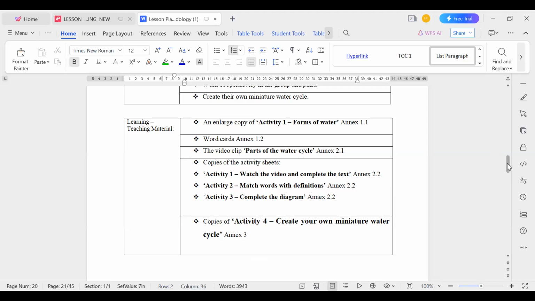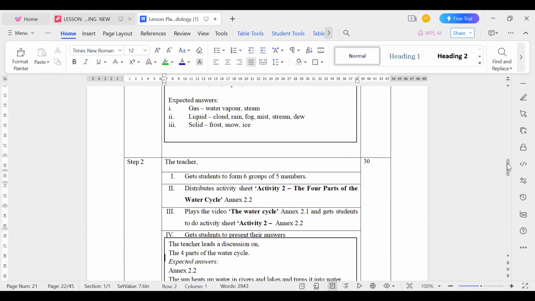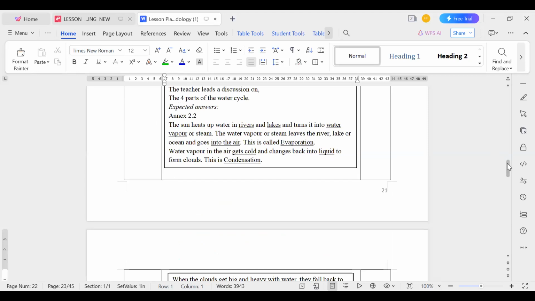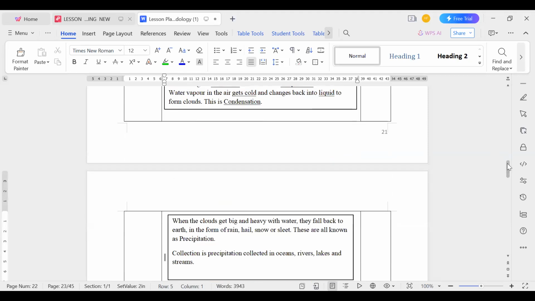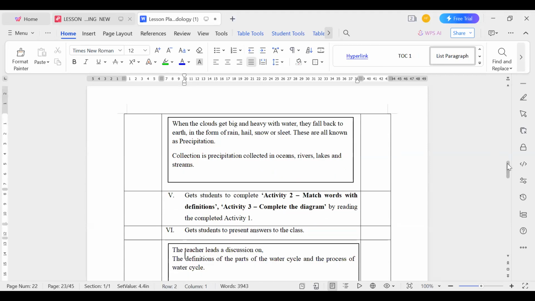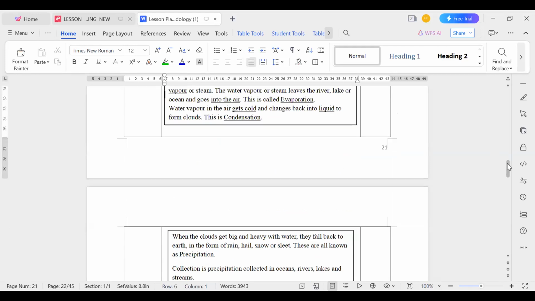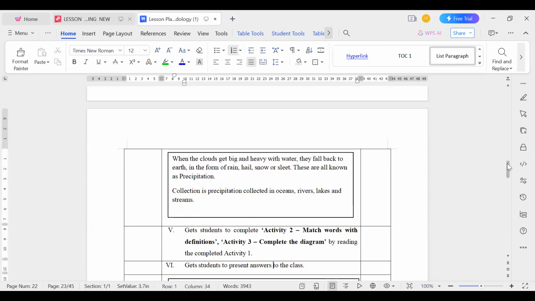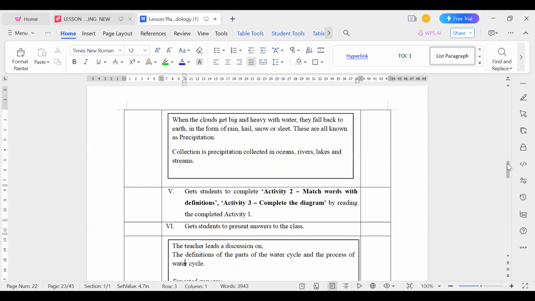So let's see. Go below. Here, the teacher gets the students to complete activity 2, match words with definitions. Activity 3, complete the diagram by reading the completed activity 1. So they can actually make use of this completed text and do the diagram.